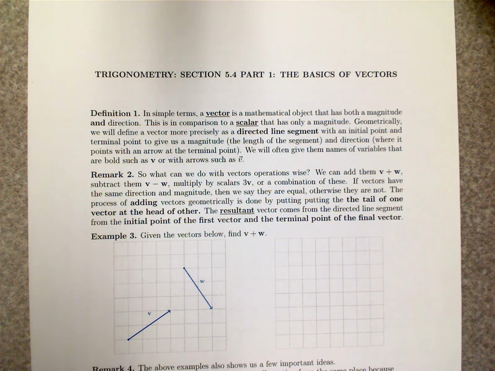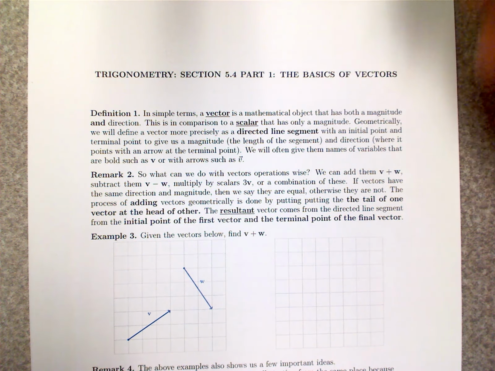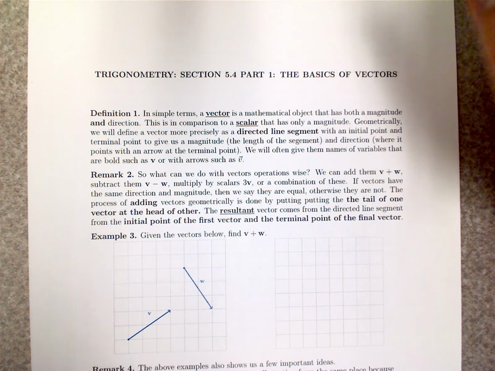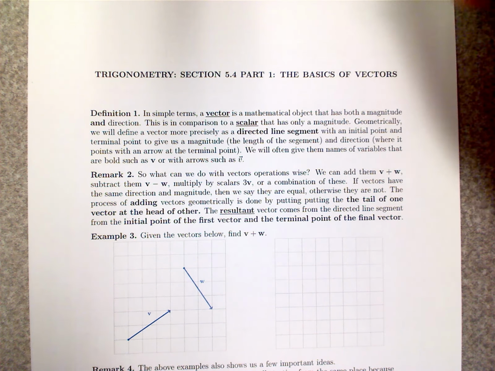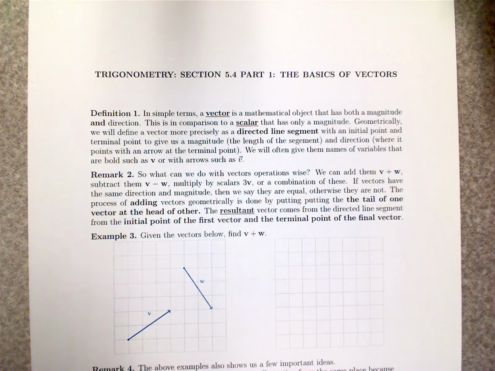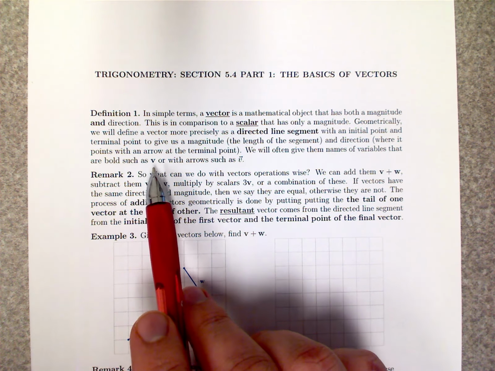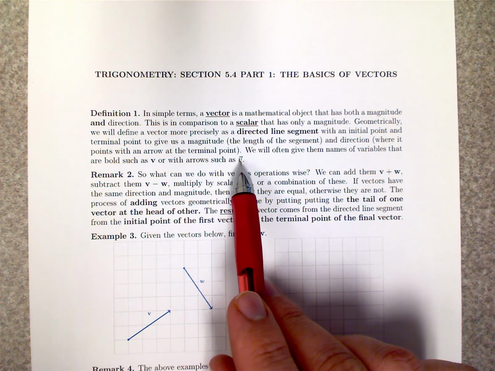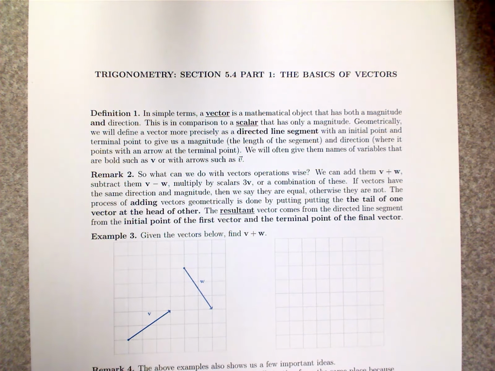More precisely, it's a directed line segment that has an initial point. Line segment means it stops at both ends. So it goes from an initial point to a terminal point. That distance we call the magnitude, which is the length of the segment. And the direction is where the arrow points at the terminal end. We'll often give it names such as V, and that's bold here. It's hard to bold in writing, so a lot of times people will just put an arrow, and sometimes people put a little hat, which we'll see later on in the lecture.